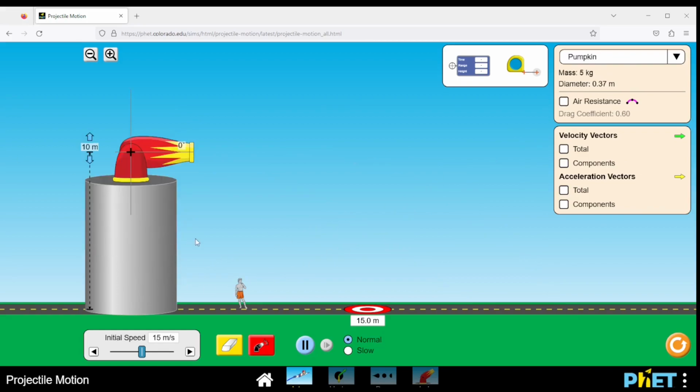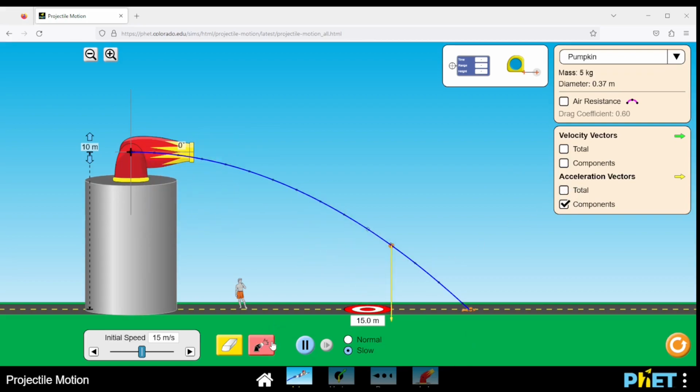So let's go ahead and look at what our acceleration vector is going to look like. Look at the acceleration vector here, total and components. So let's go to slow-mo and shoot our projectile. Here we're shooting a pumpkin, and there we saw the acceleration vector. Maybe I'll just go to components and see what that turns out to be.